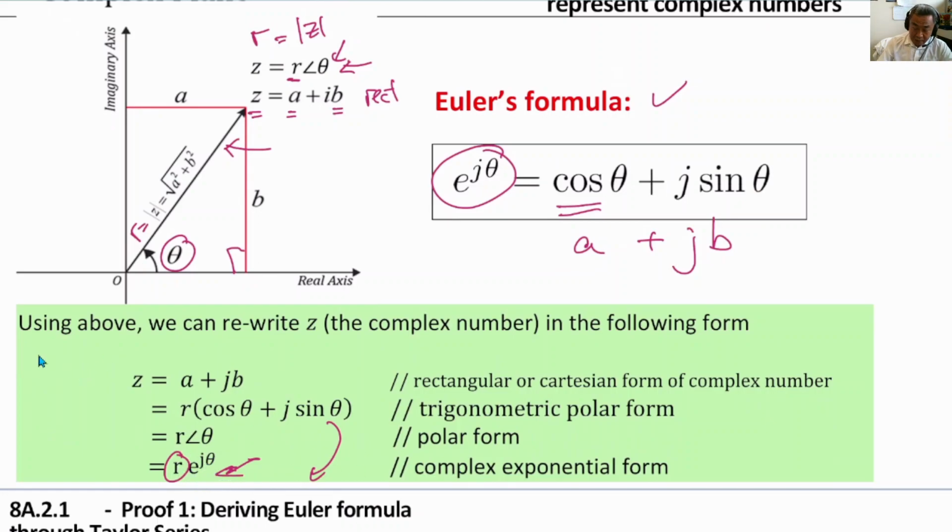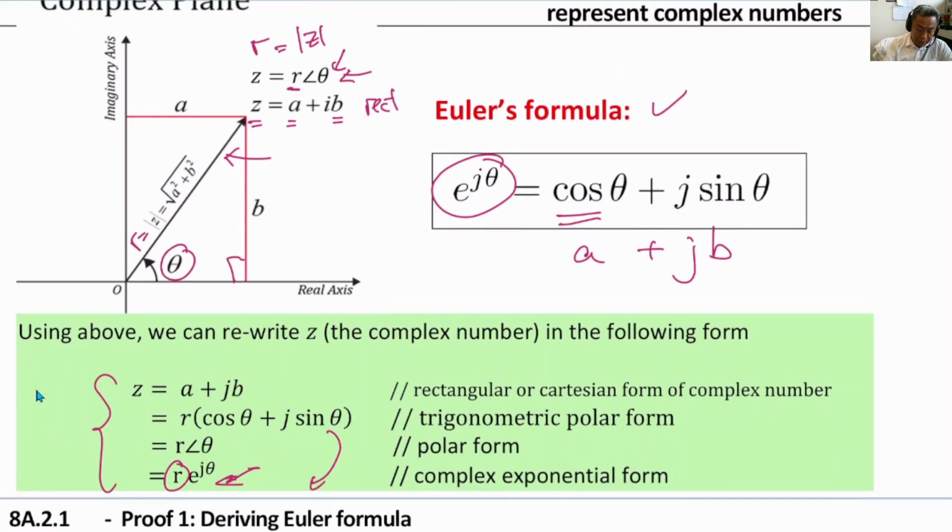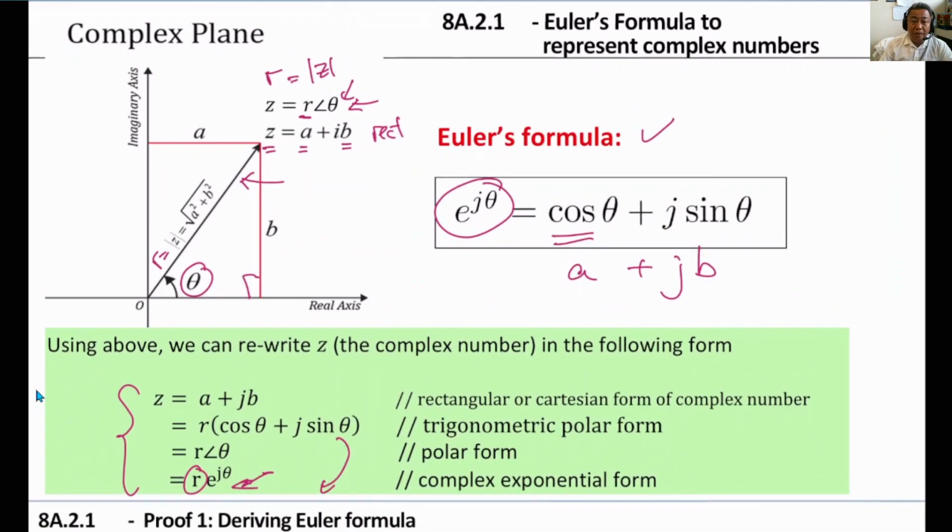And now we have basically 4 ways to write the complex number. And we'll realize that the complex exponential form is a very nice way to write complex numbers because it allows us to manipulate it very easily. Okay, in the next few slides, I'll go through how to derive e to the j theta is equal to cos theta plus j sine theta. Thank you.